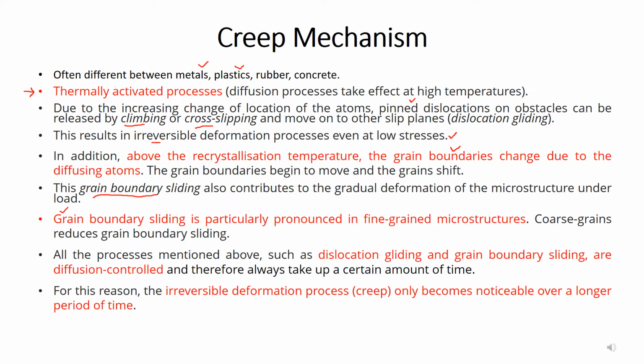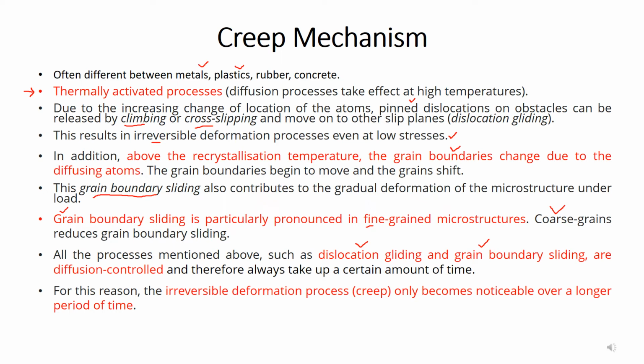Grain boundary sliding is more pronounced in fine-grained materials because at high temperatures grain boundaries are moving. In fine-grained materials there are more grain boundaries, so grain boundary sliding is higher in fine-grained materials than in coarse-grained materials. All the processes which are mentioned here, likewise the dislocation gliding or dislocation movement, then grain boundary sliding, which means movement of the grain boundaries, are all diffusion-controlled processes, and diffusion is controlled by the temperature as well as the time.